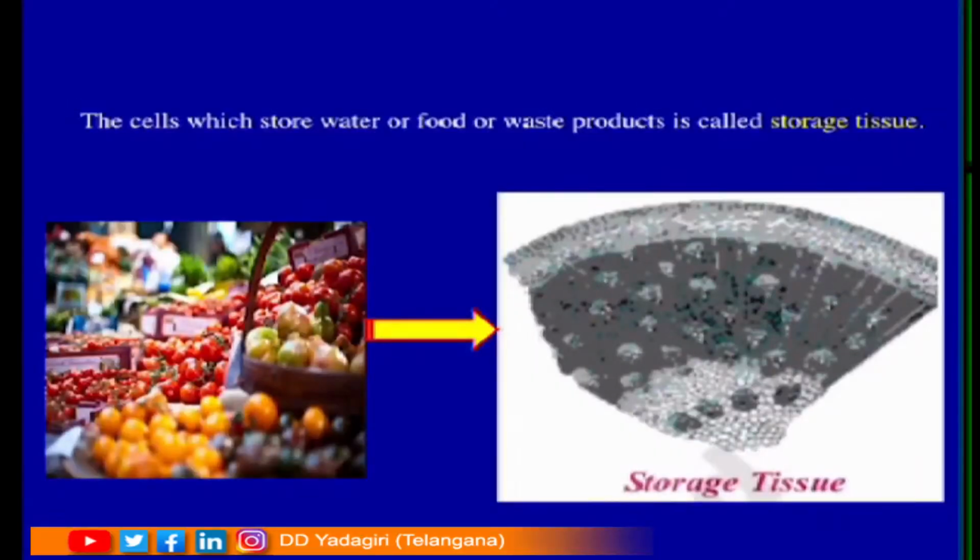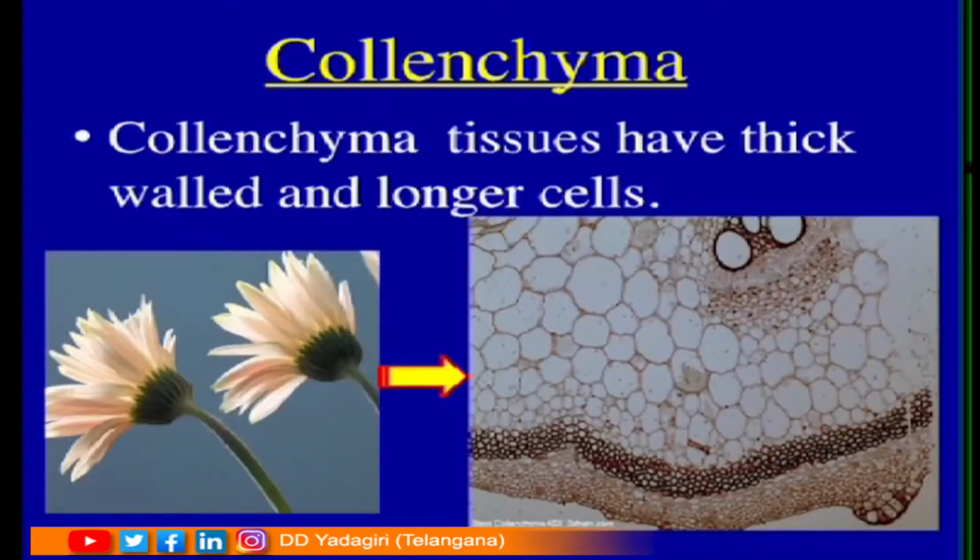Plant will store the food material prepared during photosynthesis. So, the food which was prepared during photosynthesis is stored in this tissue. That is why this tissue is named as storage tissue. Here you see the large number of fruits which we consume, which are nothing but the storage tissues of the plant.